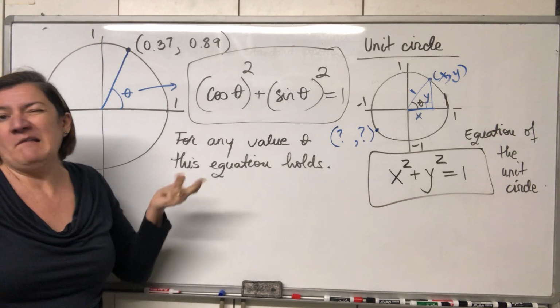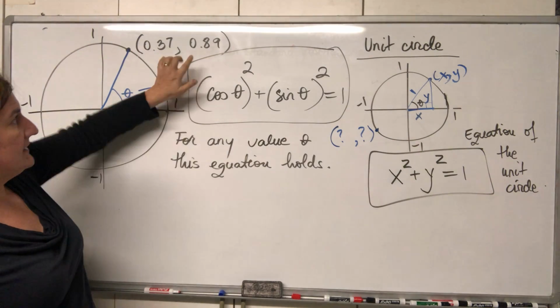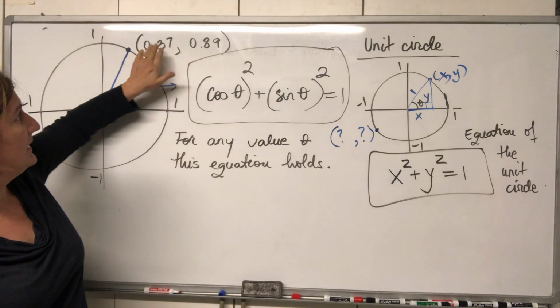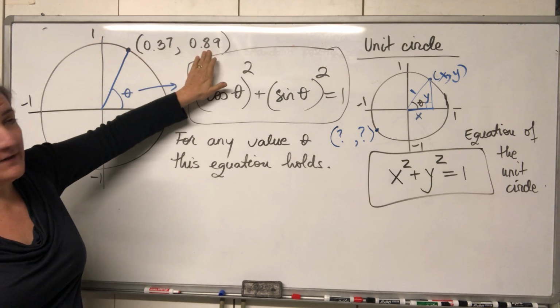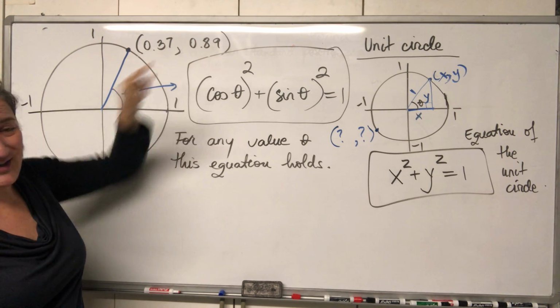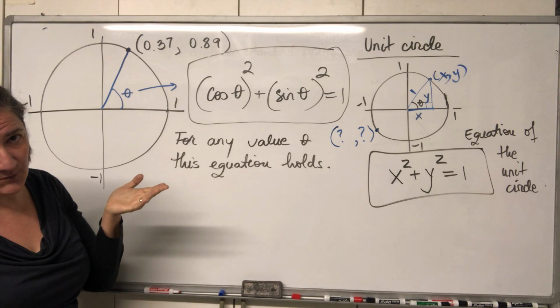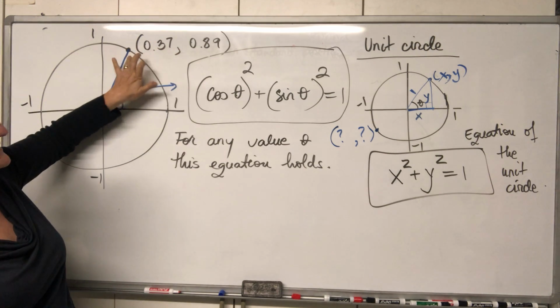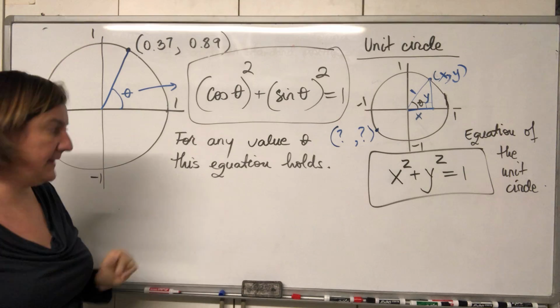So just as a side note, why did I say that this is not possible? Square this number, add them together, I'm sure they're not going to equal 1, right? So that's why this is not a possible point on a unit circle. I just made up those values.